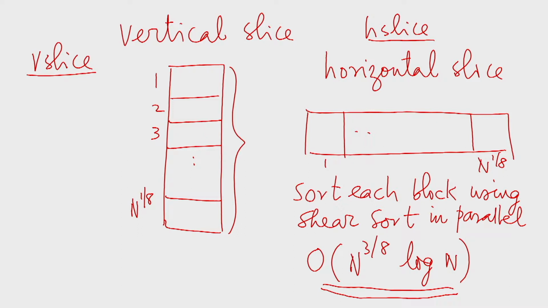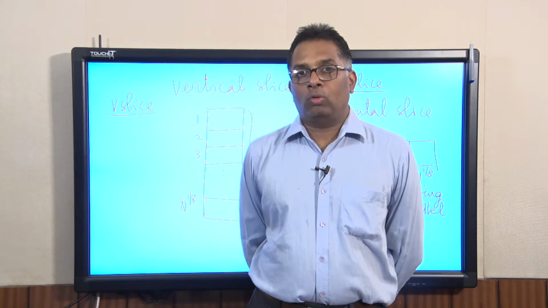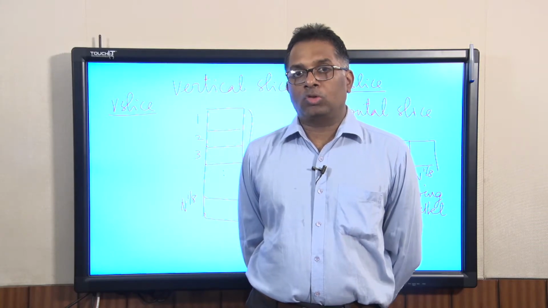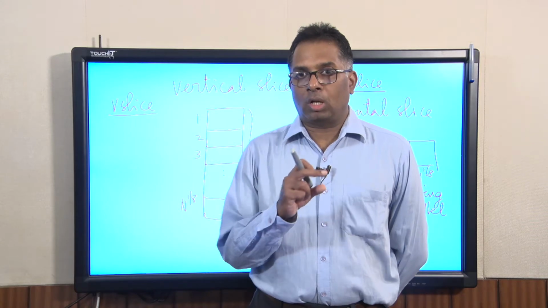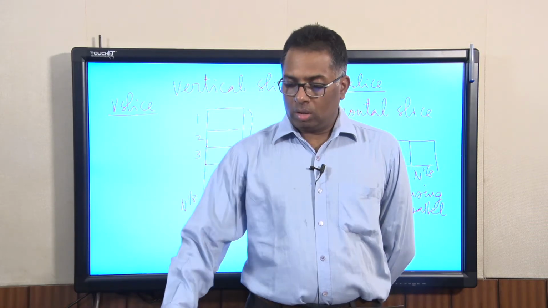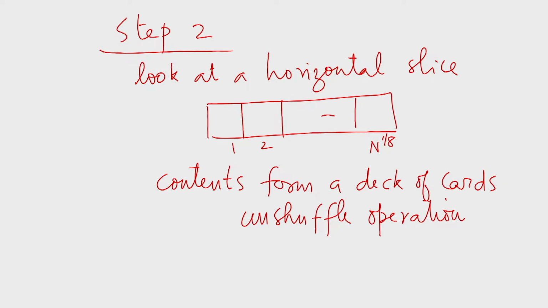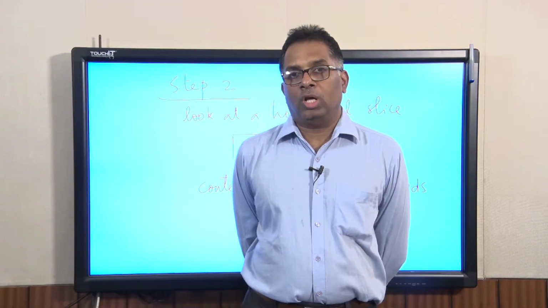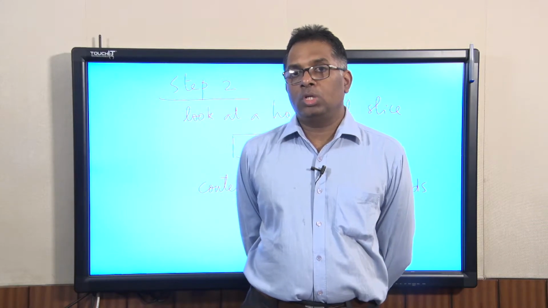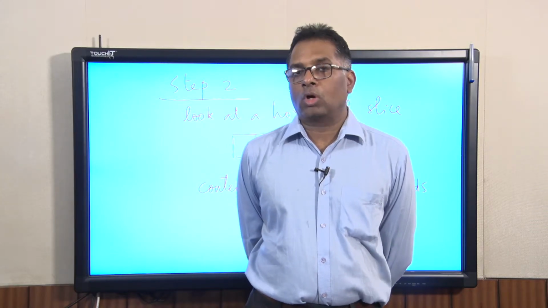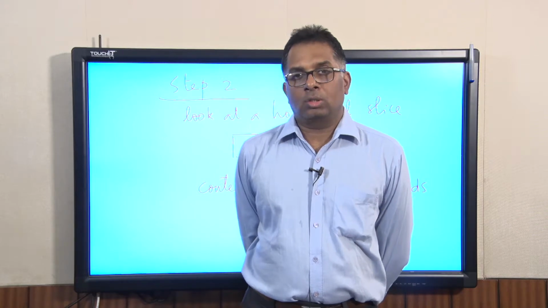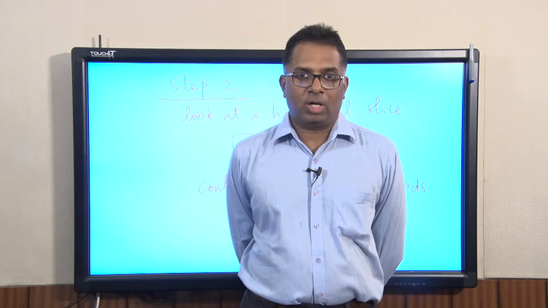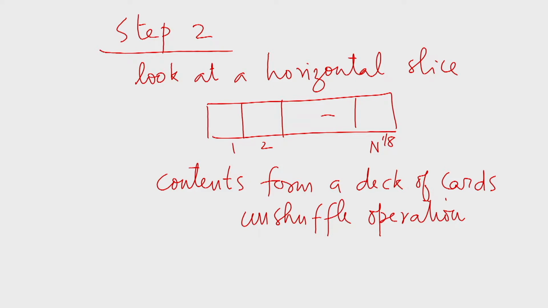A vertical slice is a sequence of blocks stacked one above the other, top to bottom, and a horizontal slice is a similar set of blocks that are arranged horizontally from the left to the right. Then in the second step, we do an unshuffle operation. That is, we consider the vertical slices. We take the contents of a vertical slice, imagine that this is a deck of cards, and then distribute these cards, namely the columns, over the vertical slices. That is, we assign each card to a vertical slice. This we do with every single vertical slice.